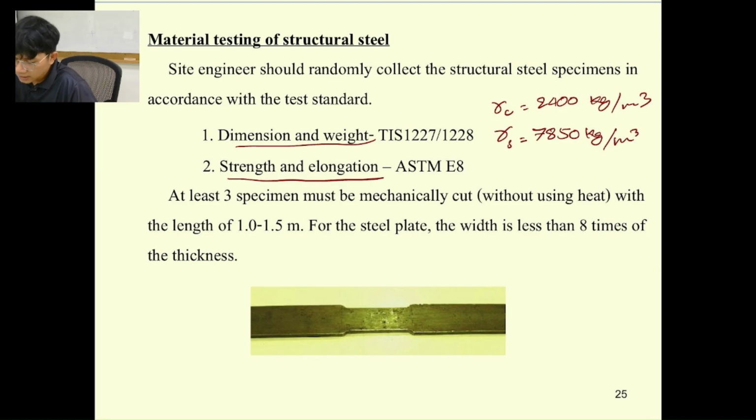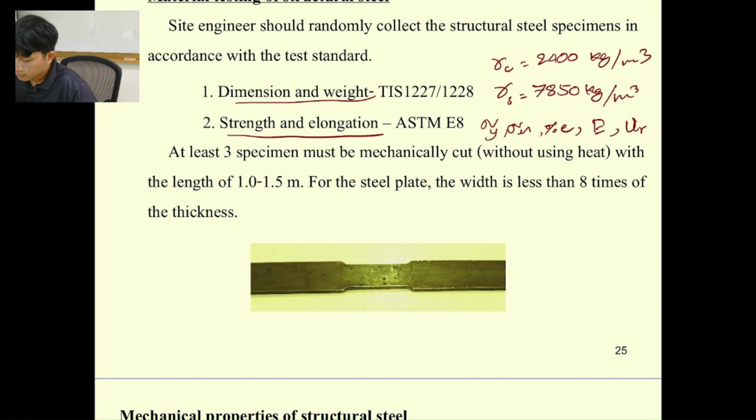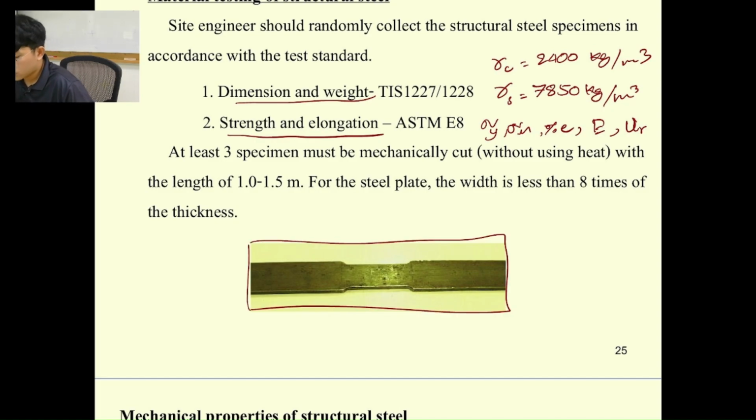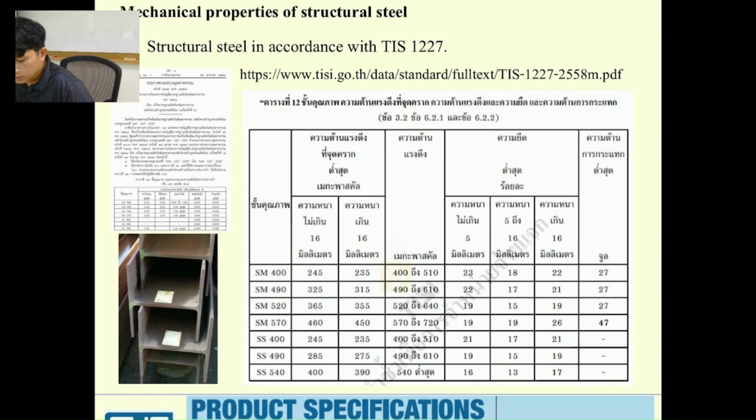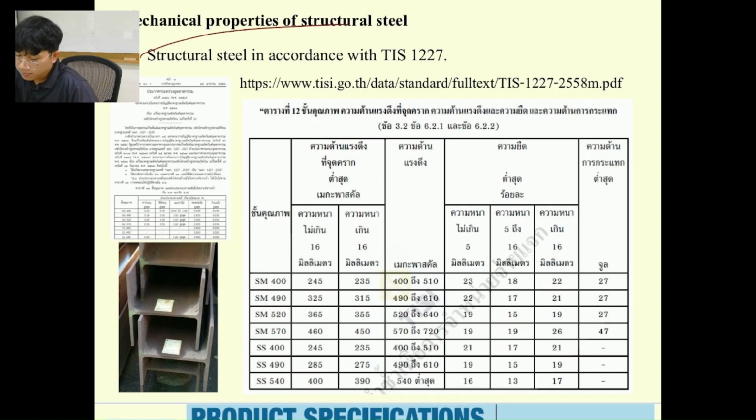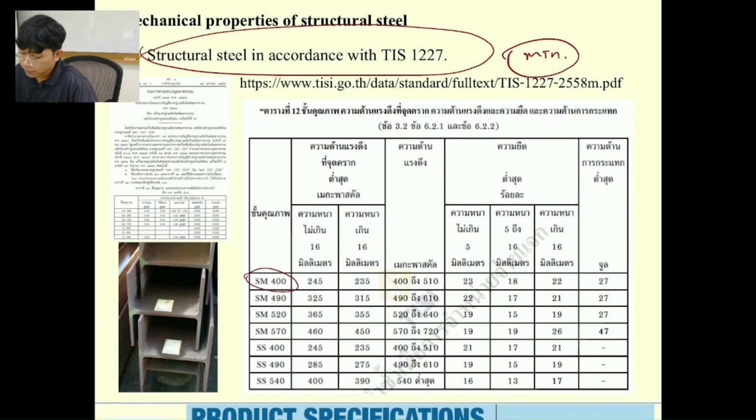Okay, and then strength and elongation is the one that we already talked about. We talked about yielding, ultimate, percent elongation, and the Young's modulus, and sometimes we're going to talk about the energy. Okay. All right, so for this one we cut the sample like this, and then we put it in the lab, so we can just draw a stress-strain diagram and we can find the properties over here. Okay, so these are the tables from TIS, just an example for you to reference. So this one is the minimum from TIS, so they need to follow the grade over here.